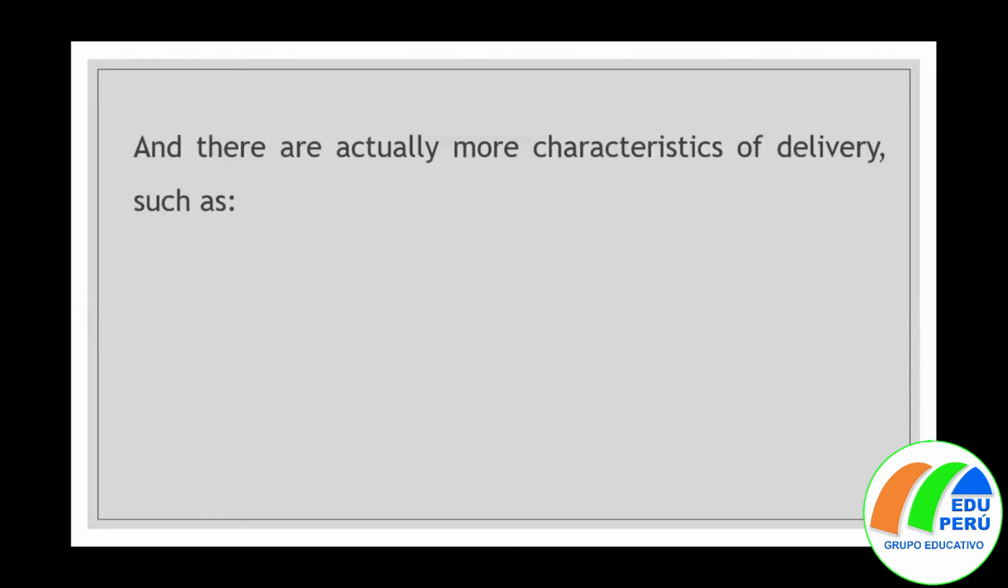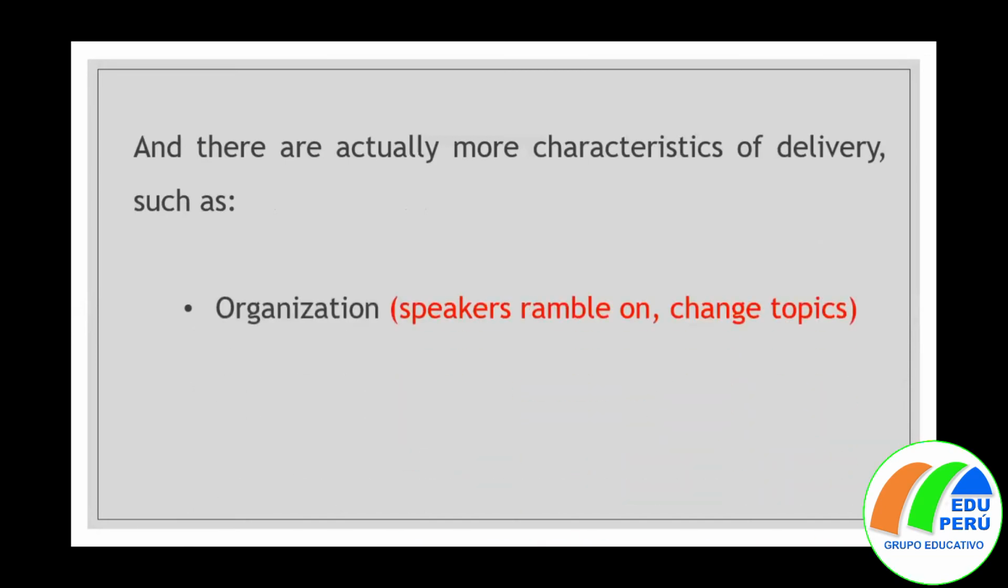And there are actually more characteristics of delivery, such as the organization. For example, when the speakers ramble on or change topics, the duration of the speaking, the number of speakers, and the accent. So we have these characteristics of the delivery, how you organize. For example, as I told you before, in order to do this talk, I organize: first I'm going to talk about this, then I'm going to talk about that, and finally I'm going to talk about this.